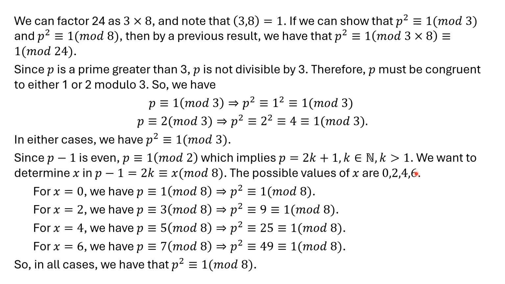Finally, we put in 6 for X, bring the 1 over, we get P is congruent to 7 mod 8. We square both sides, P squared is congruent to 49, but 6 times 8 is 48, so this is congruent to just 1. So in all 4 cases, we get P squared is congruent to 1 mod 8. So we've shown this, and then we have the implication of the result we wanted to prove.